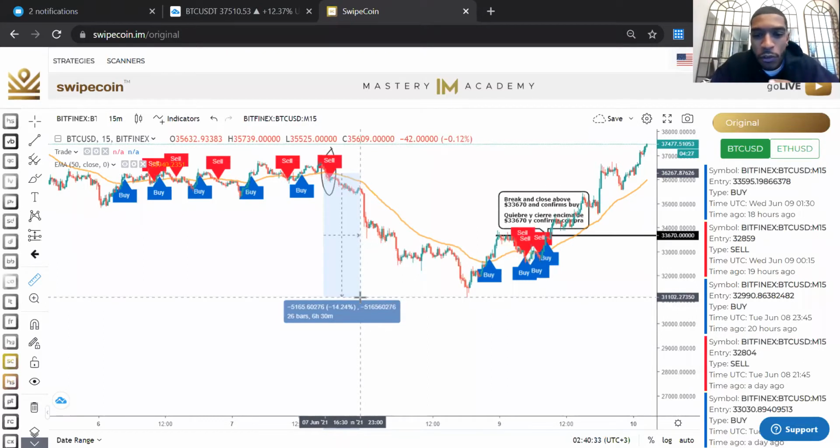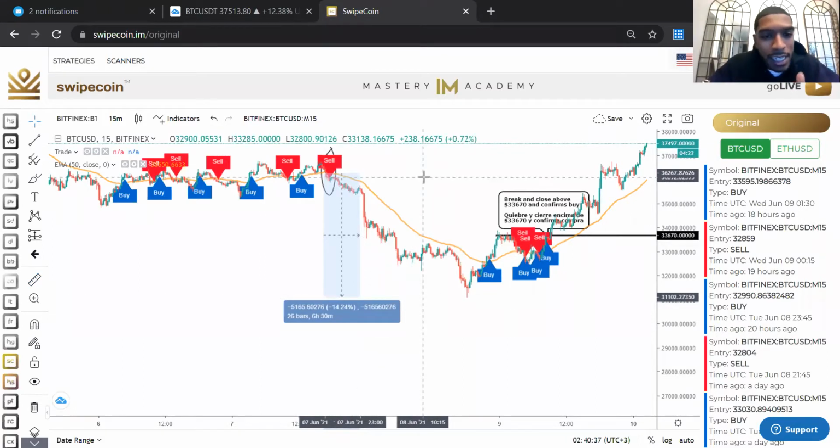It was a very beautiful thing to happen. All I did was take the alerts, check the Swipecoin Scalper, and make sure that the confirmations lined up with the alert. So how do you line up confirmation so that you can catch over 5,000 pips?